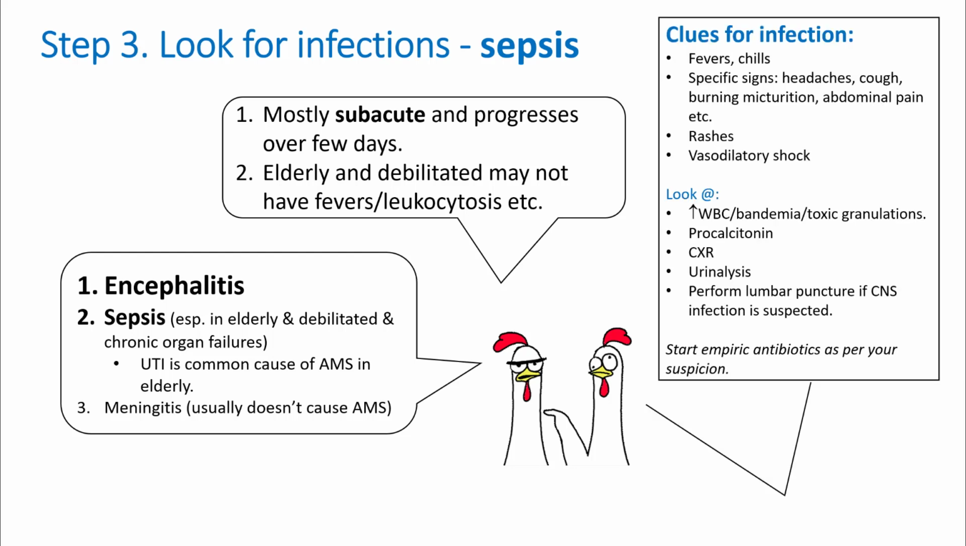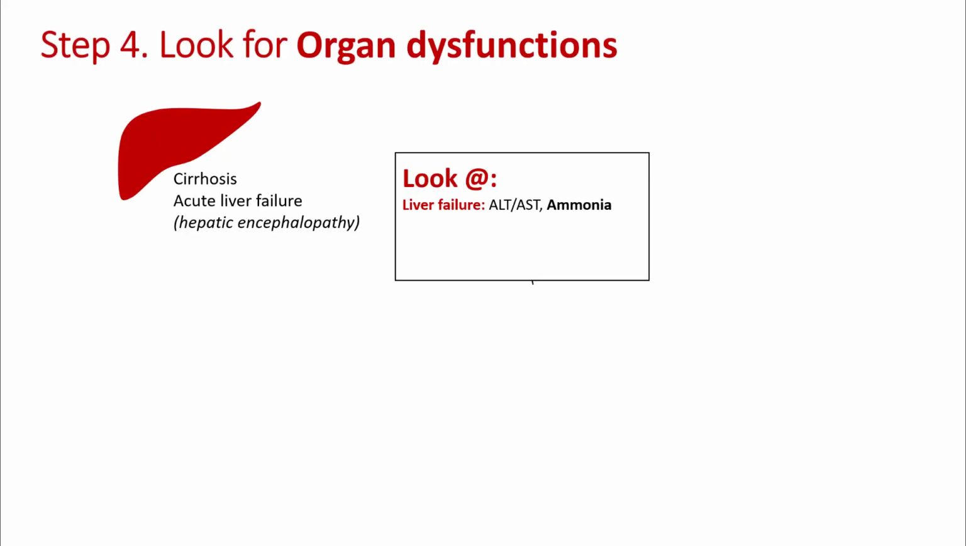Clues for infection include things like fevers and chills. Look for specific signs of organ symptoms like headaches, cough, burning micturition, abdominal pain, etc. Examine the skin for rashes and see if the patient is in vasodilatory shock. On labs, look at the white cell count, but also pay attention to bandemia and toxic granulation, which can suggest infection. Check your chest x-ray and urine analysis, and if needed, perform a lumbar puncture if CNS infection is suspected. Start your empiric antibiotics as per your suspicion.